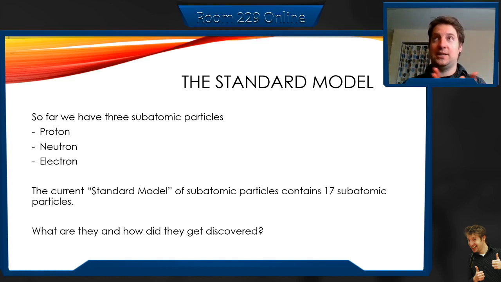Now, that's what you guys have learned. The modern view of the universe is a little bit more complicated. It's not much. It's just a little bit deeper into those nucleons, and there's a few extra things. We call this the standard model of subatomic particle physics. It's called particle physics, the idea of what the universe is made of, and how all those things that make it up interact with each other. Currently there are 16 and then one extra, so 17 subatomic particles. What are they? How did they get discovered?